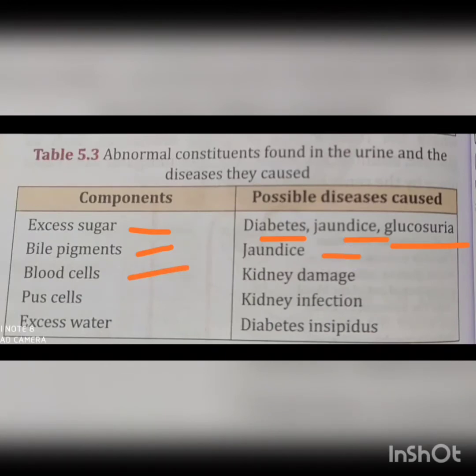If blood cells are present, then it means kidney damage. If pus cells are present in urine, then it means kidney infection. And if excess of water is present, then it means diabetes insipidus.